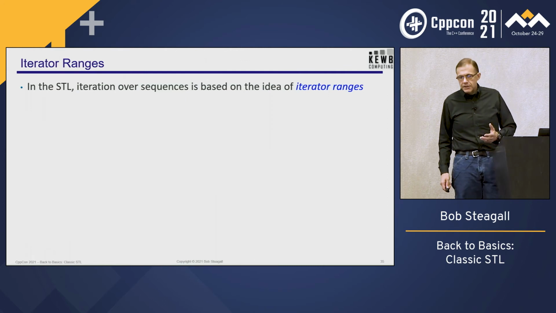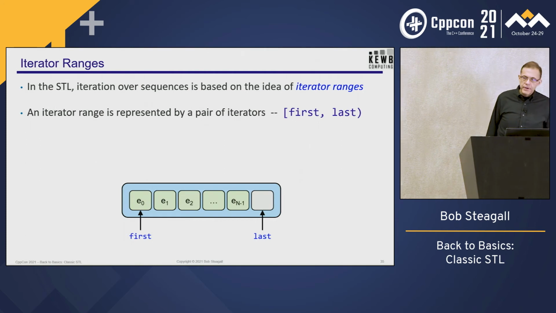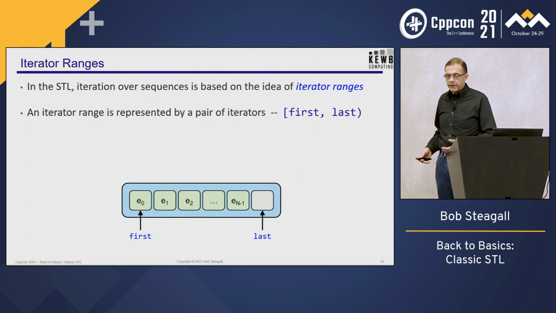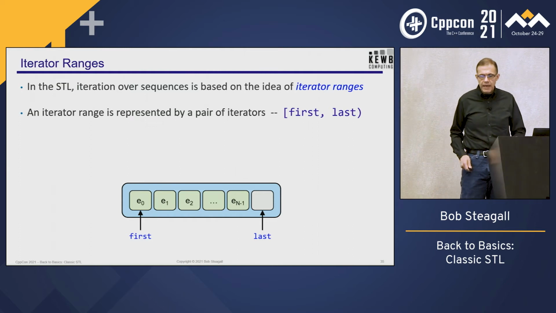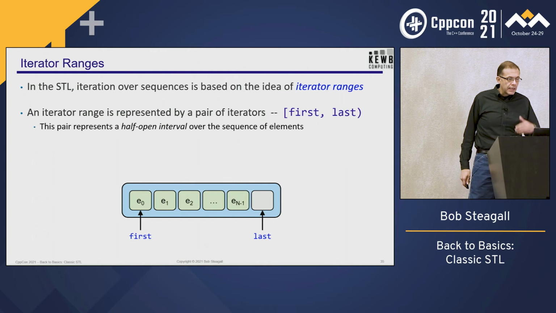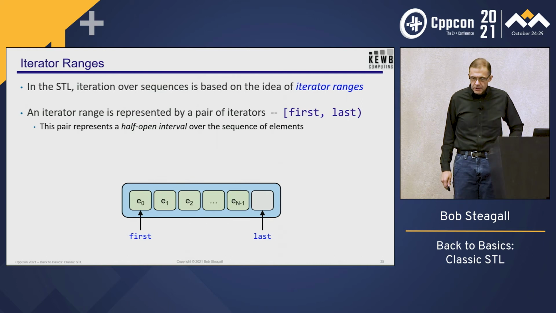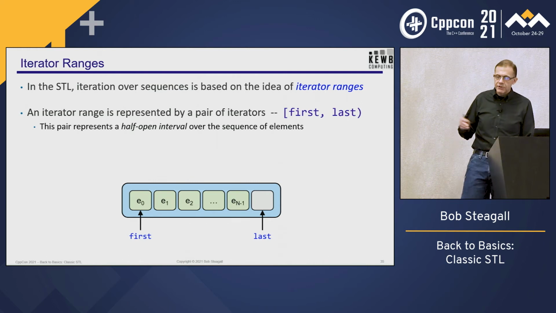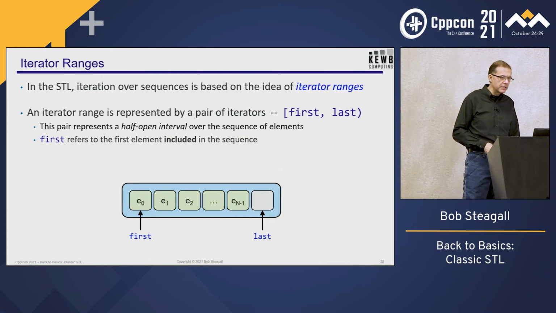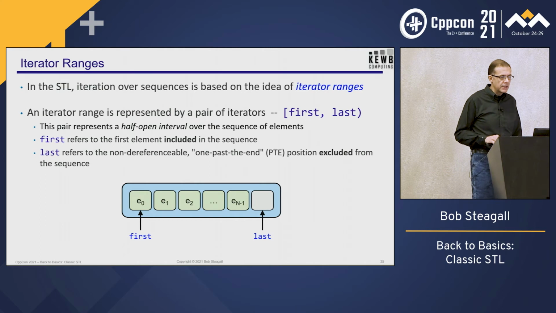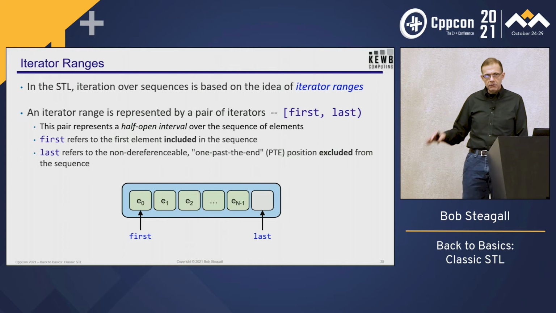So in STL, we iterate over sequences based on the idea of iterator ranges. An iterator range is represented by a pair of iterators, which are traditionally called first, last, or begin, end. We'll call them first, last here. And so it's a half-open interval. If you remember set theory from high school a long time ago, it represents a half-open interval over this sequence of elements. First refers to the first element that's included in the sequence, and last refers to the non-dereferenceable one-past-the-end element that is excluded from the sequence.